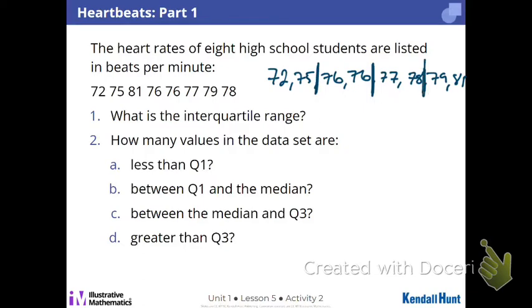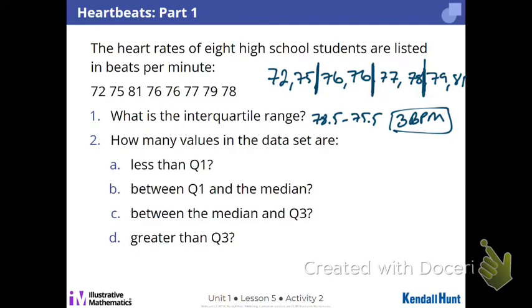We did it. All right. So for my interquartile range, the high end is 78.5, the low end is 75.5, and that gives me an interquartile range of 3 beats per minute. And what that means is half of my data is within 3 beats per minute of the median.